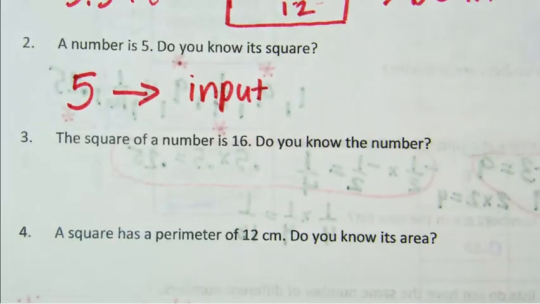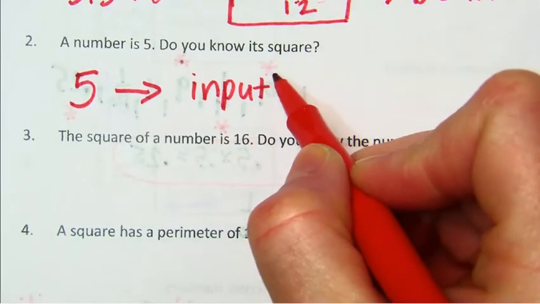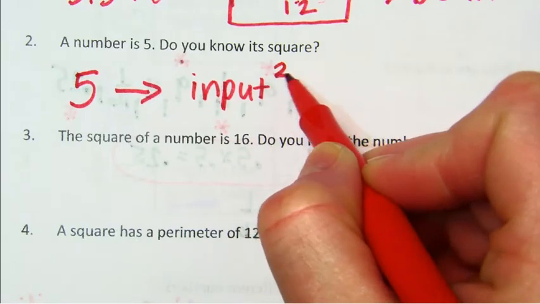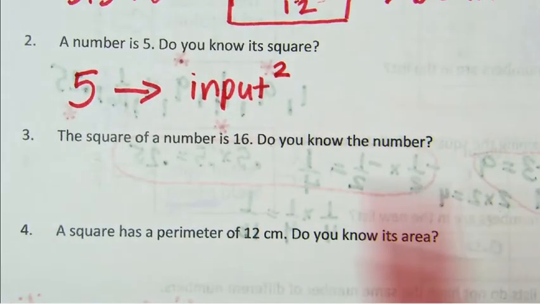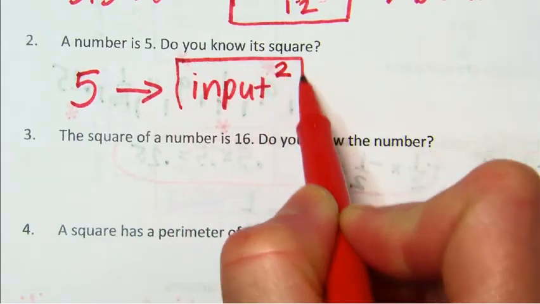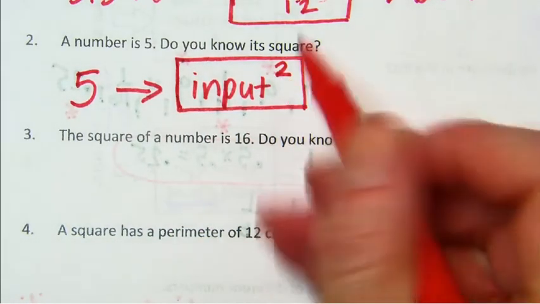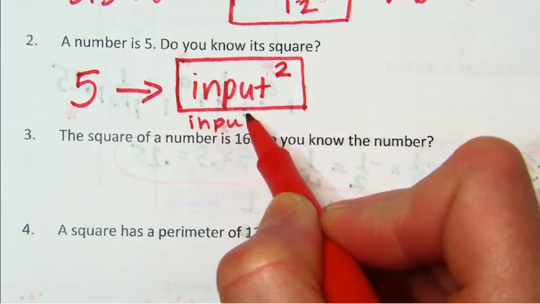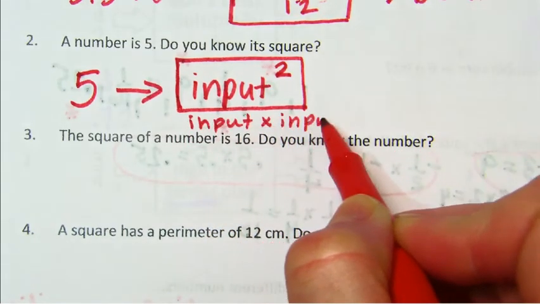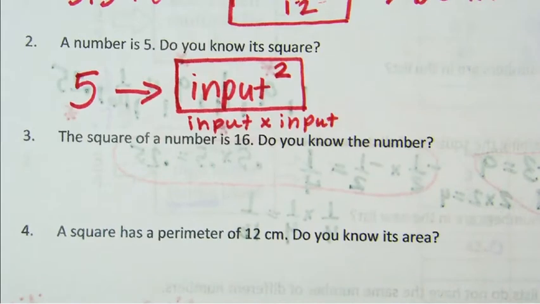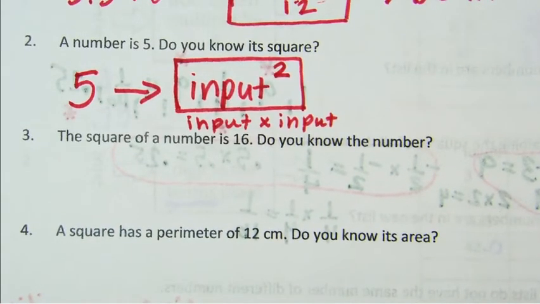But to make the rule look nice and pretty, we're going to write a little exponent of 2. Input squared. And if you're unsure about that, that means input times input. That's going to come in handy when we get down to number 4. Input squared means input times input.